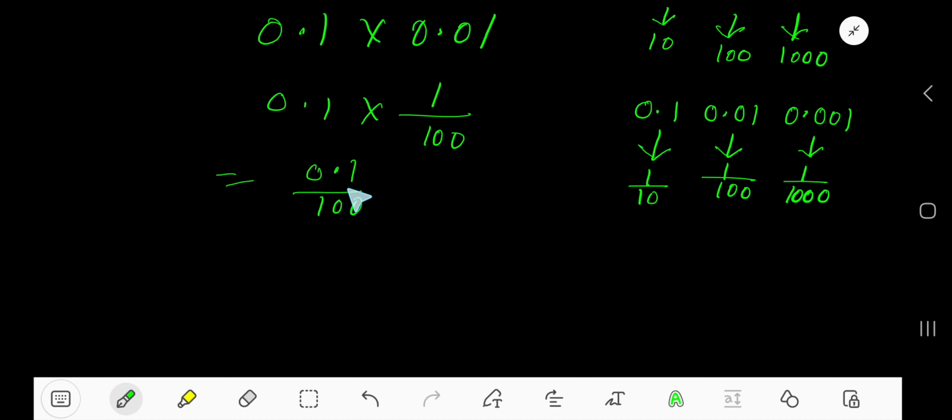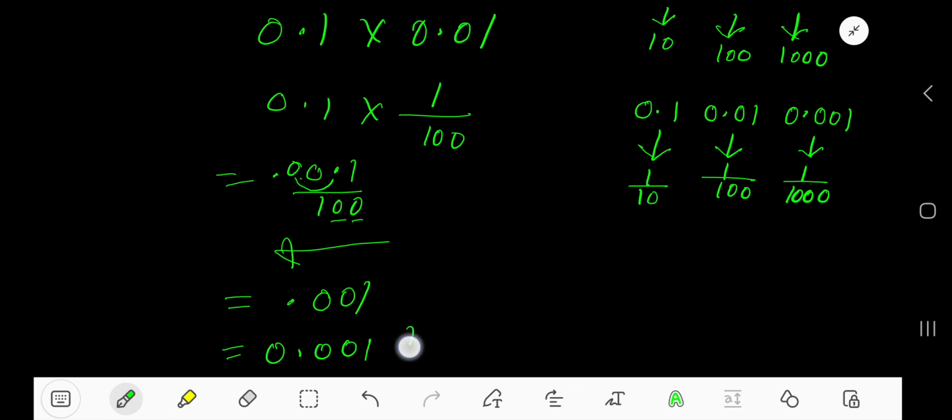So if you divide 0.1 by 100, what will happen? Since this 100 is a number which is a power of 10, count the number of 0s and move the decimal point that many digits from right to left, 1, 2. That is 0.001, your answer. This 0 indicates that this number is less than 1.